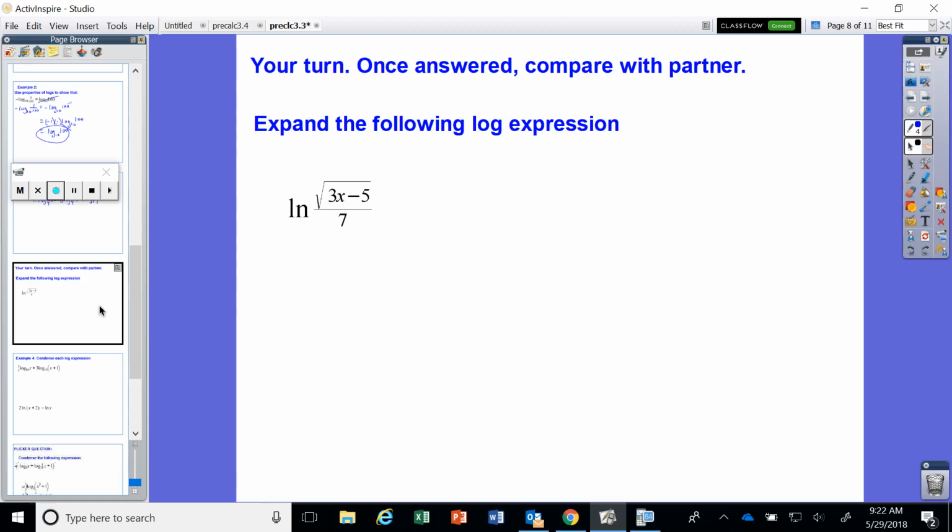All right, guys, give this one a shot on your own. Obviously, you might not have a partner sitting next to you, but expand the following logarithm expression on your own. See what you come up with. Pause the video now before we go over it. Pause the video, give it a shot, go.